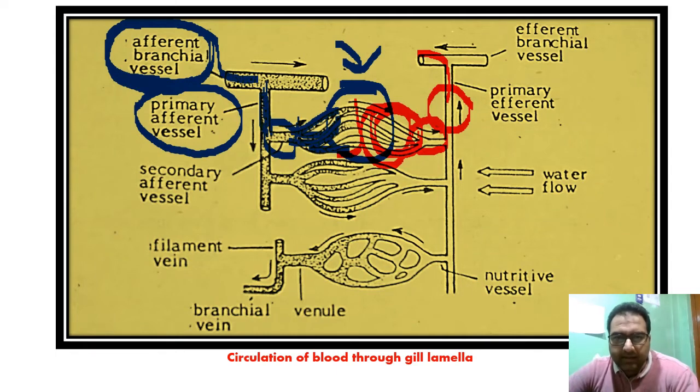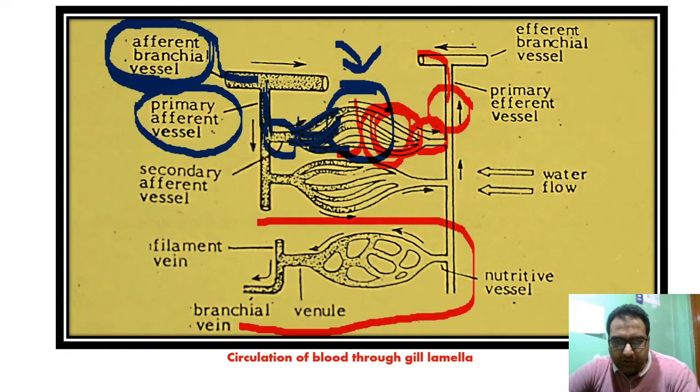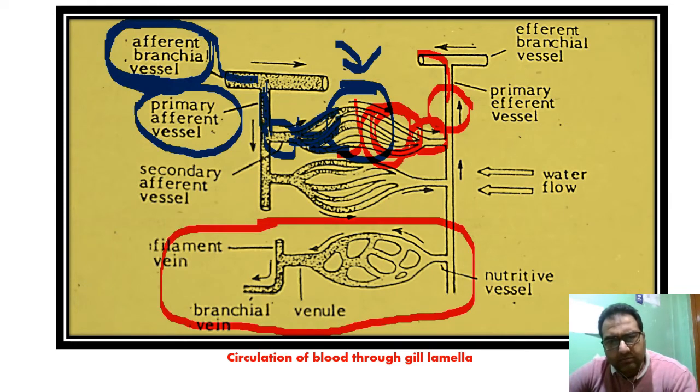Now we have another pathway, which is the second one, the non-respiratory pathway. It consists of a complex arrangement of sinuses and veins that carry blood directly to the heart, bypassing the systemic circulation. So it carries blood directly to the heart without going to the tissues or other body parts.